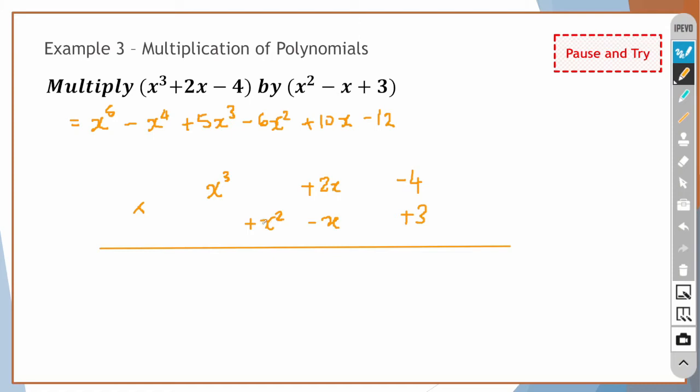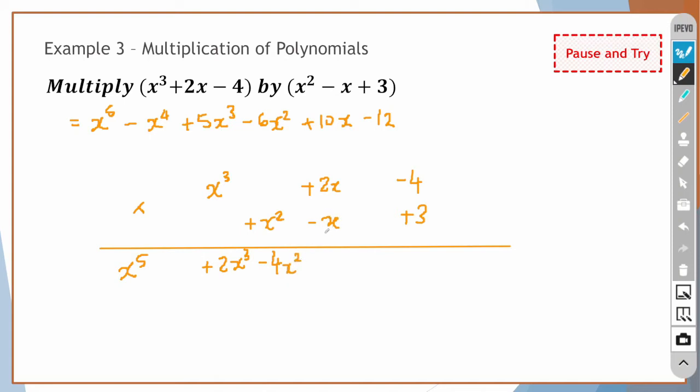So we'll start off with our x squared term. So x squared times x cubed is going to give us x to the 5. X squared times plus 2x is going to give us plus 2x cubed. X squared times negative 4 is going to give us minus 4x squared.